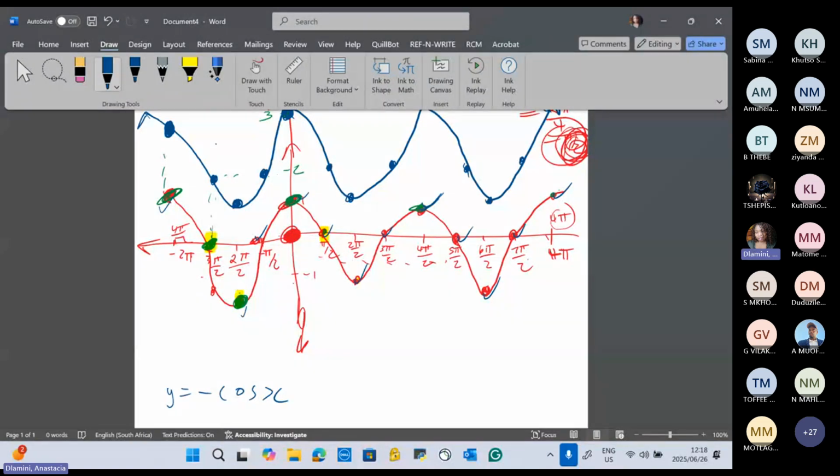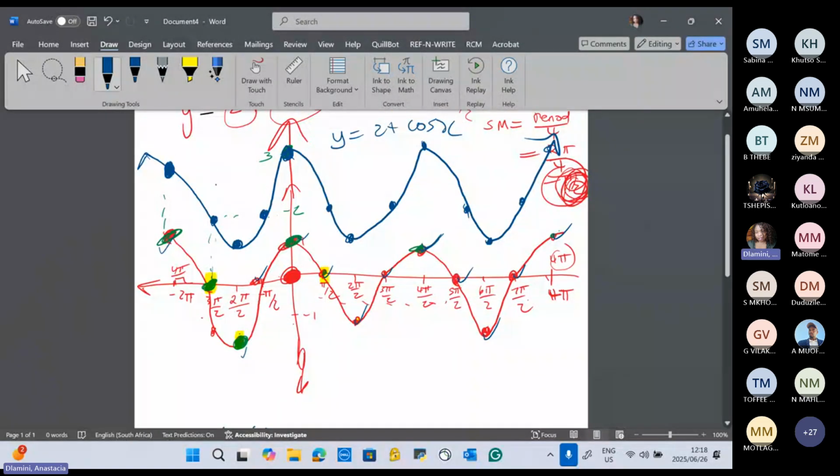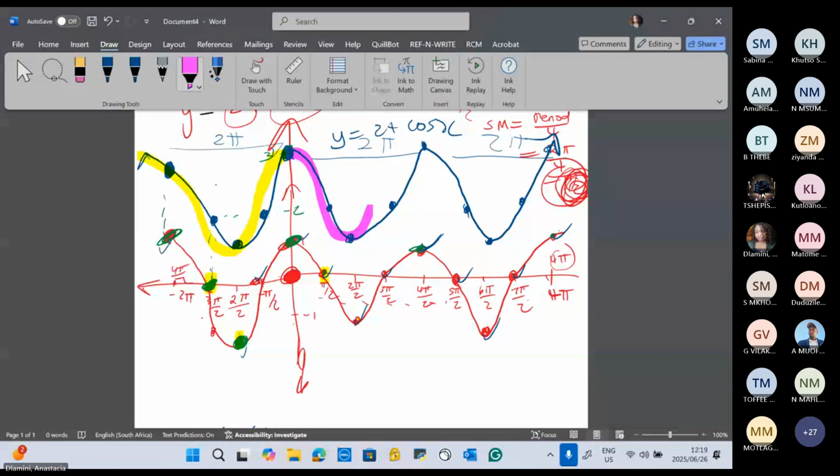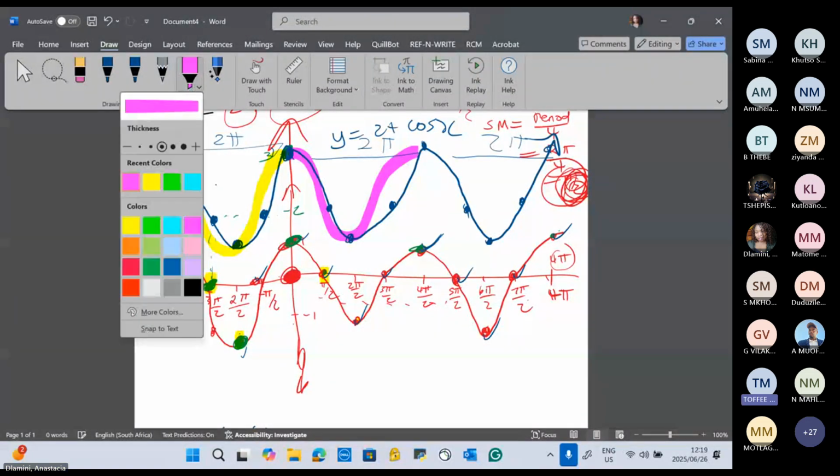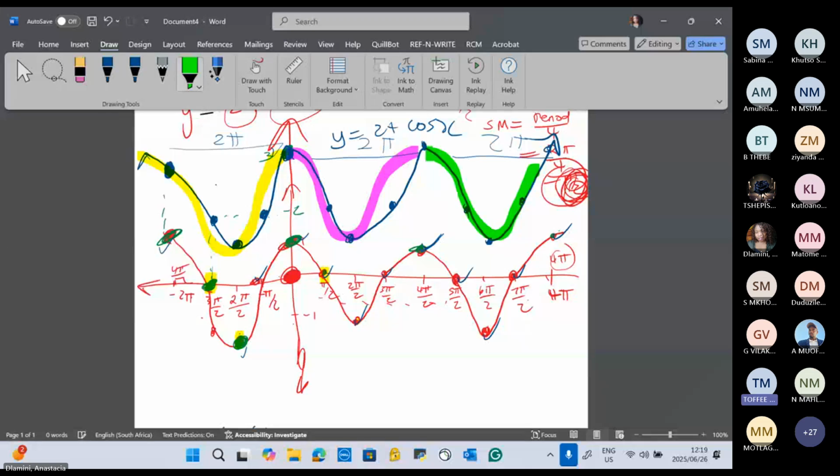We have the first period, which is from here to here. This is 2 pi. From here to here, 2 pi. From here to here, 2 pi. So this is one complete period of cos, another complete period of cos, and another complete period of cos. If you draw like that, then I'm fine. It doesn't matter if someone has 3 complete periods and someone has 4 complete periods, as long as you have some to the right and some to the left, then it's okay.